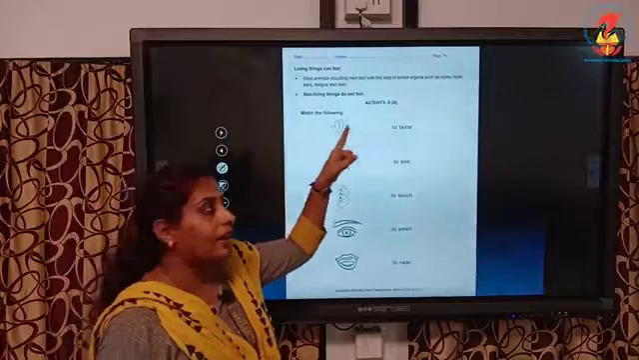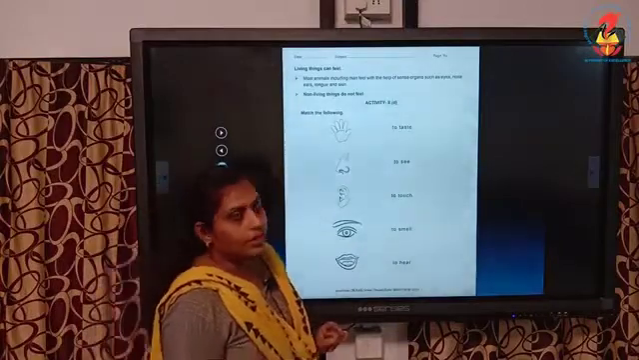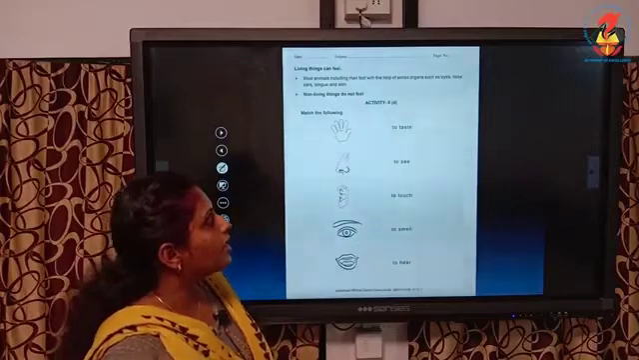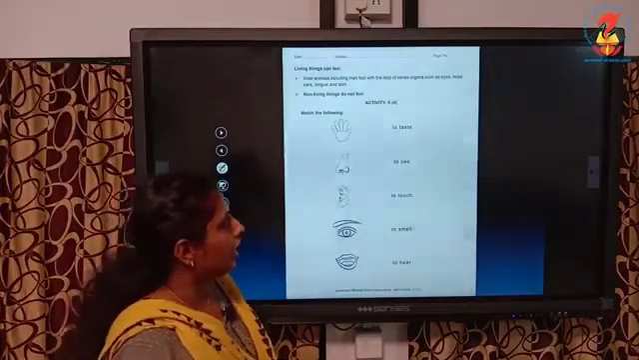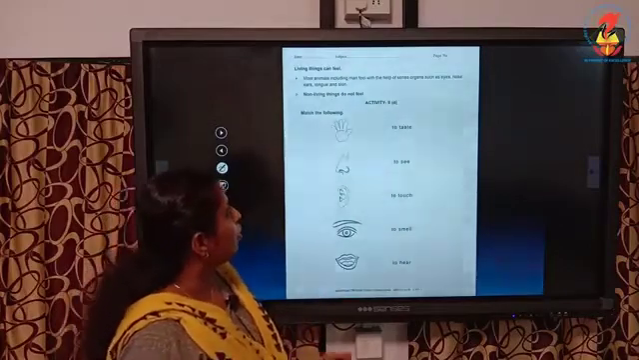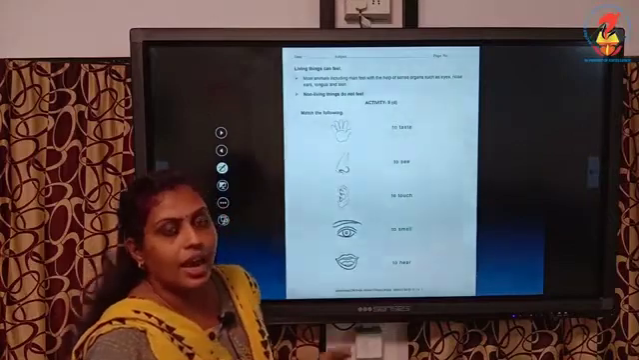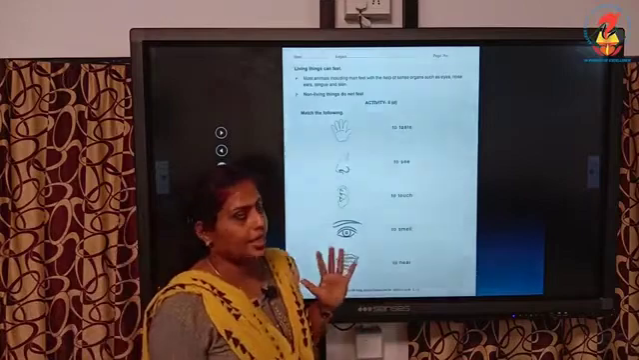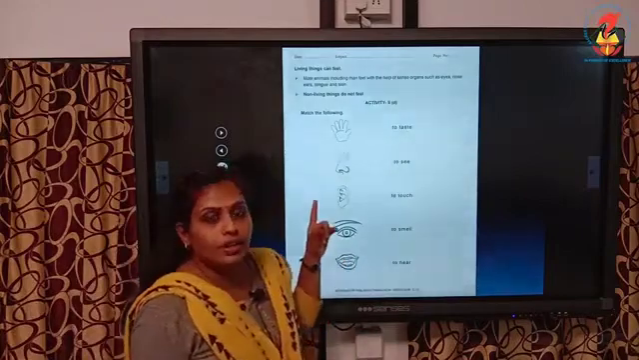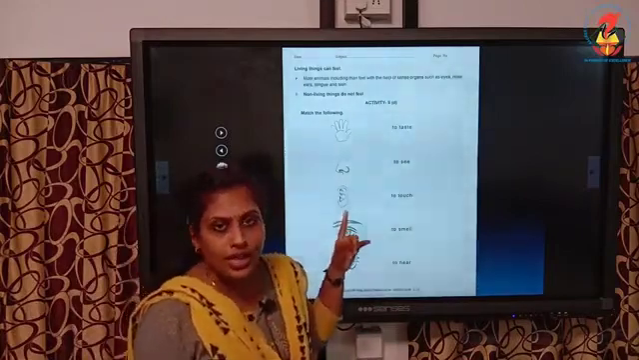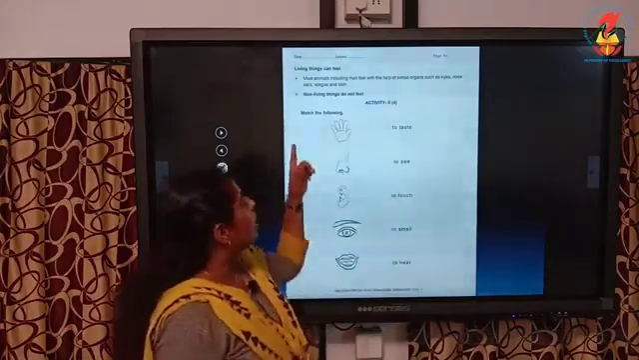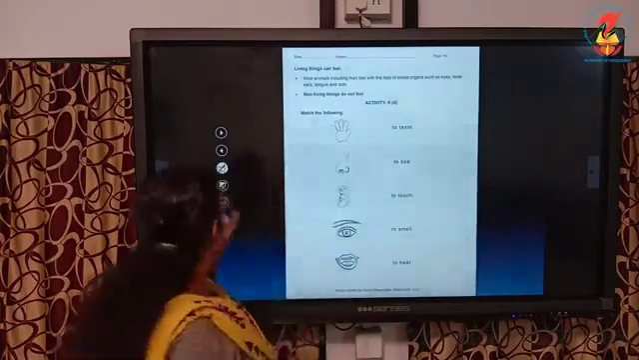Living things can feel. Most animals, including man, feel with the help of sense organs such as eyes, nose, ears, tongue and skin. So how many sense organs do we have? 5 sense organs. But non-living things do not have any of these sense organs. That is why we call them non-living things. So let's match the following.